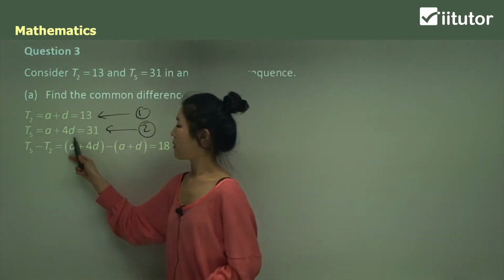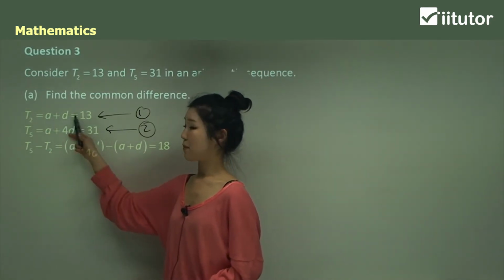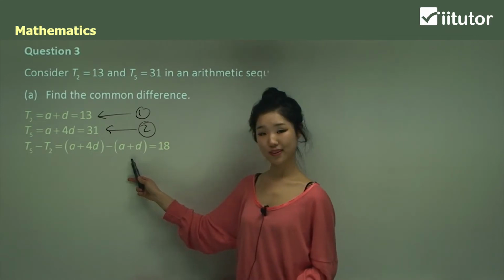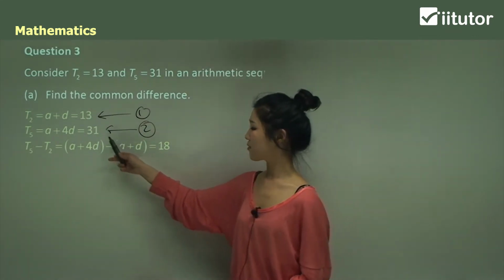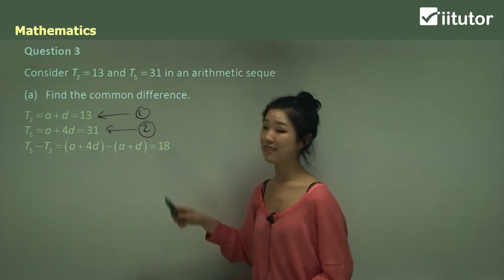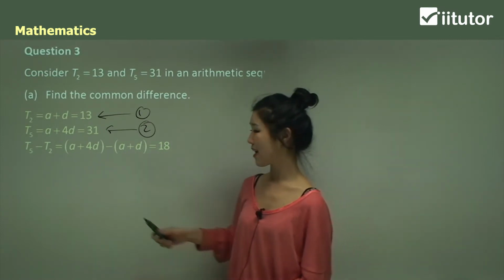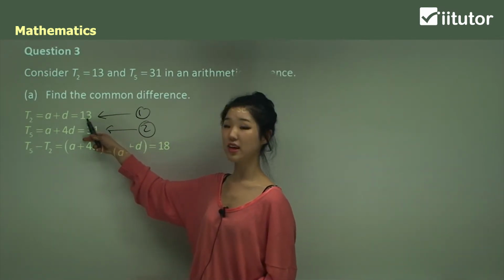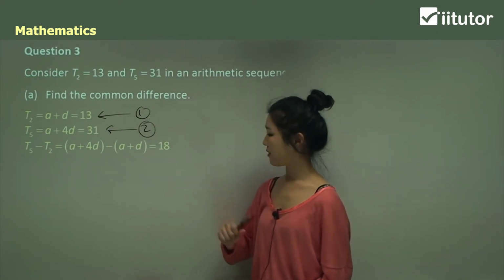So look, this part is going to be A plus 4D minus A plus D. Okay, so that minus that. Simply that's what I put here. And then of course 31 minus 13 is 18, isn't it? That's why I simplify that as 18 on our right hand side. Simply 31 minus 13, since we're subtracting 1 from 2. So I've got 18 there.